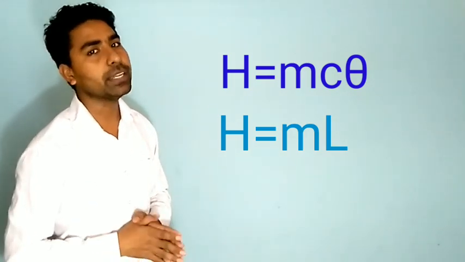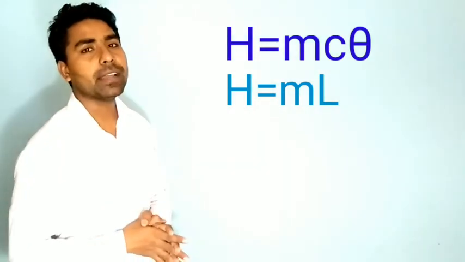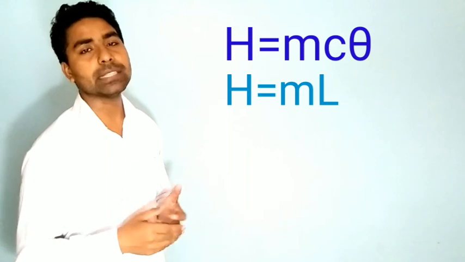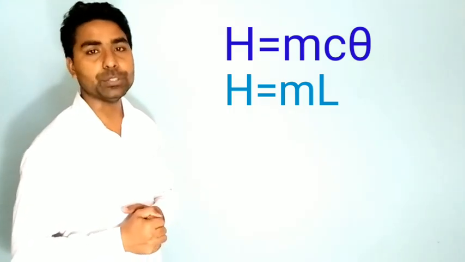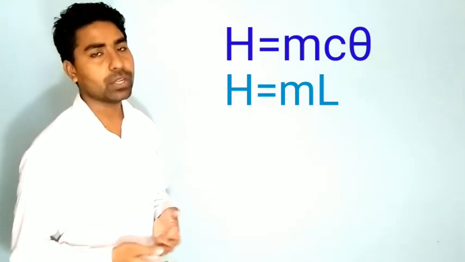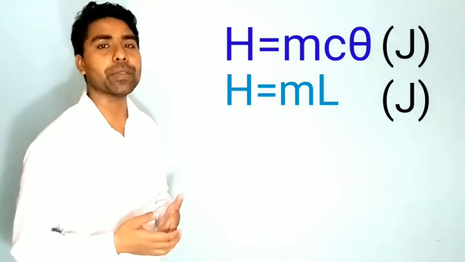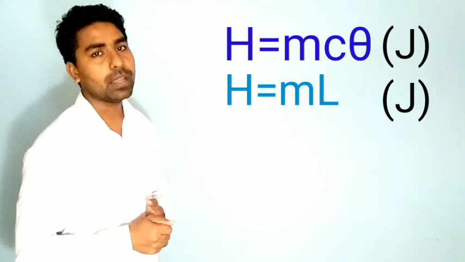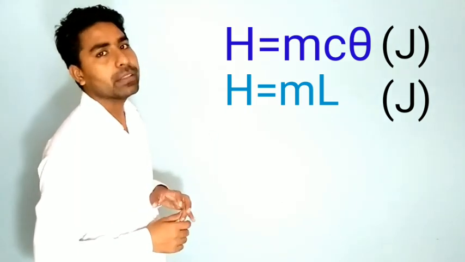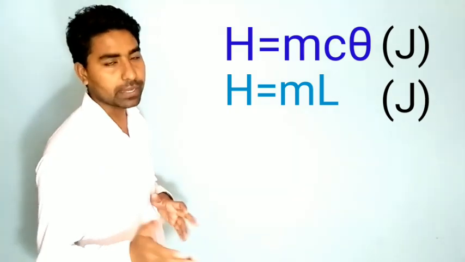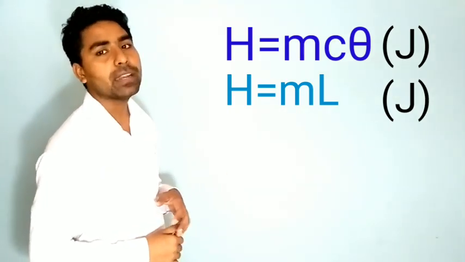Now let's talk about the unit. As I said, latent heat is energy. We know that heat energy is always measured in joules, the SI unit. So the latent heat will also have the same unit, that is joule. So H has the unit joule. M has the unit kilogram in SI. What will be the unit of L?